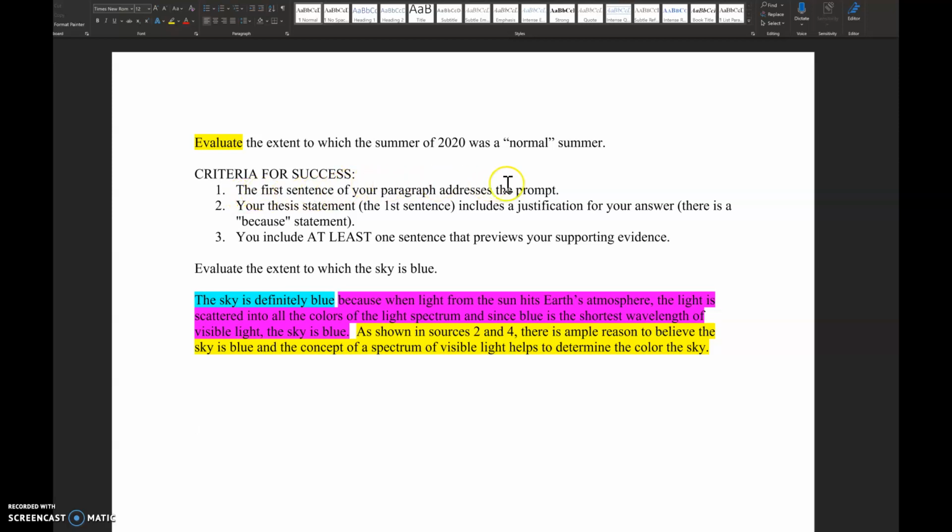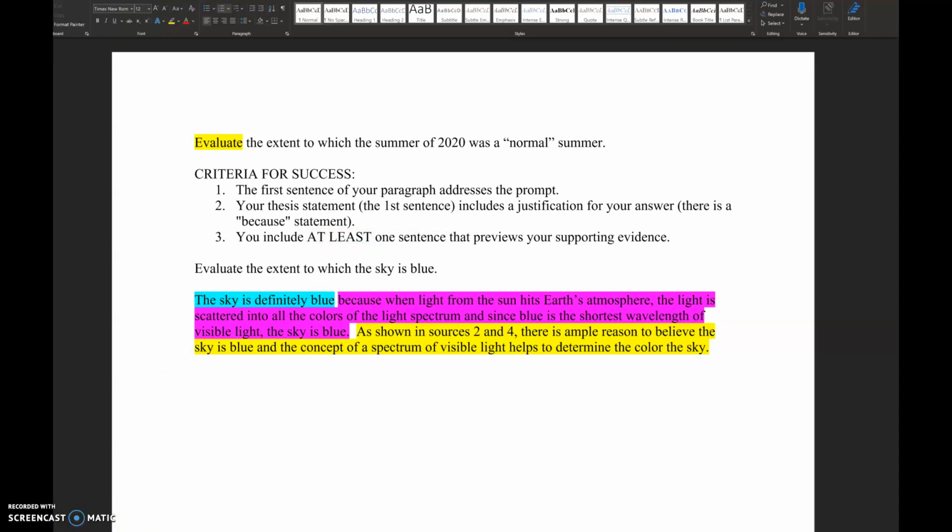The first sentence of your paragraph addresses the prompt. The thesis statement sentence, that is that first sentence, includes a justification for your answer. In other words, you have a because statement there. And third, you include at least one sentence that previews your supporting evidence. You could use more than one sentence, but I'm just looking for one sentence that gives a preview of your supporting evidence.